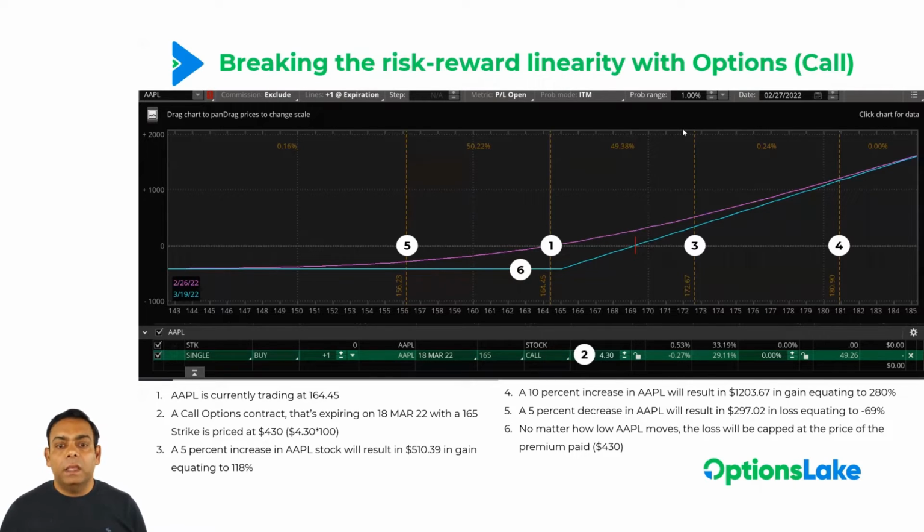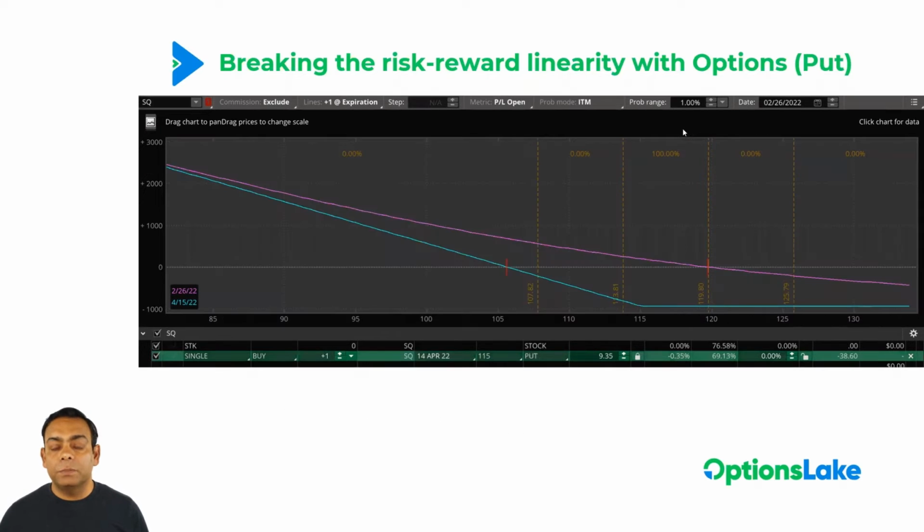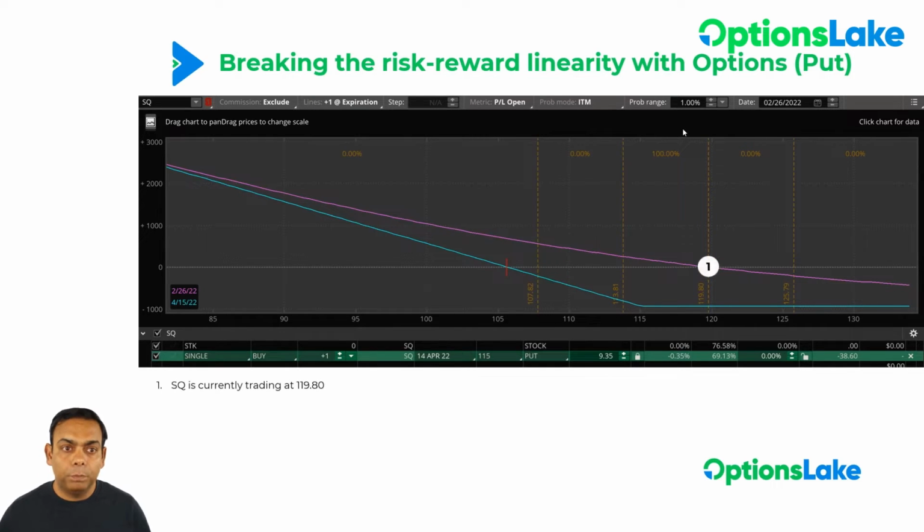So hopefully, you are getting a sense of how the risk reward linearity is broken, and at the same time, how it's even more important in options trading to get your direction right. And that all leads to technical analysis, which we'll tackle in another video.